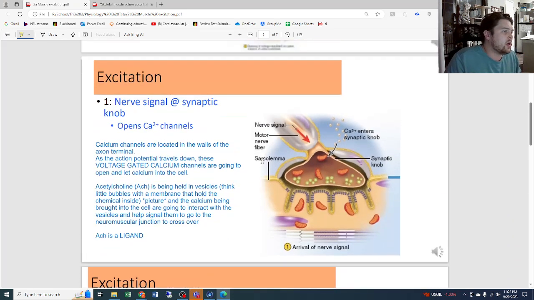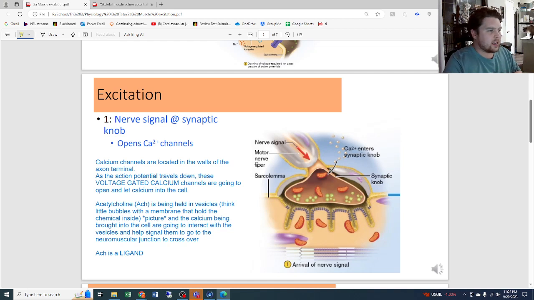So when we talk about excitation, we've got the nerve signal, the action potential coming down the nerve signal, and it gets to this whole region. And this whole region is what we're going to call the neuromuscular junction, okay? Because the neuromuscular and the junction is where they meet.